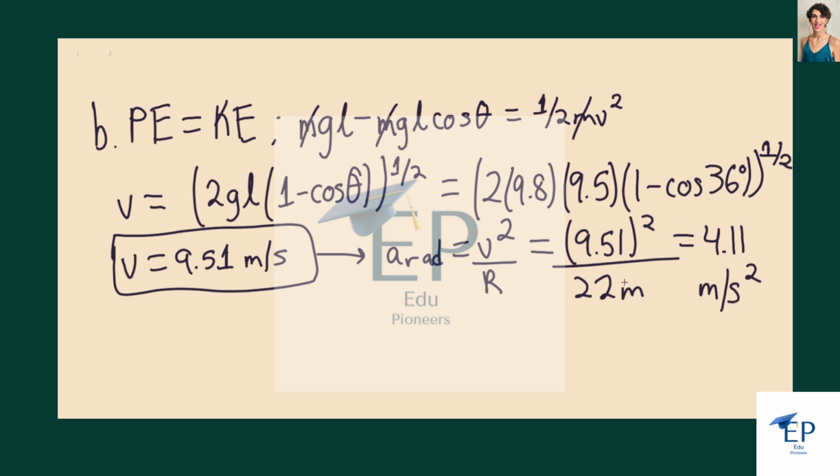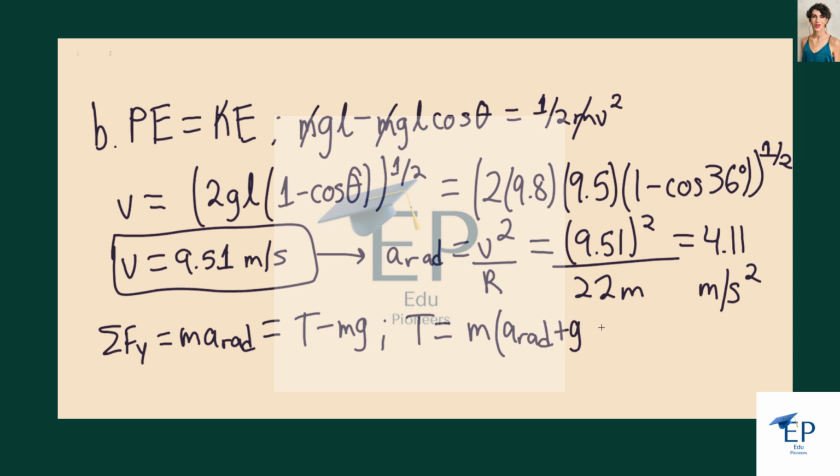So at this point, we can find the magnitude of the tension force by saying that sigma F in the y equals the mass times the radial acceleration, and this will be equal to the tension force minus the weight, so a mass times gravity. And then we can say that tension is simply going to be equal to the mass times the radial acceleration plus gravity. So this is going to be 9.5 kilograms times 9.8 plus 4.11, and we find that the tension force is going to be equal to 132 newtons.